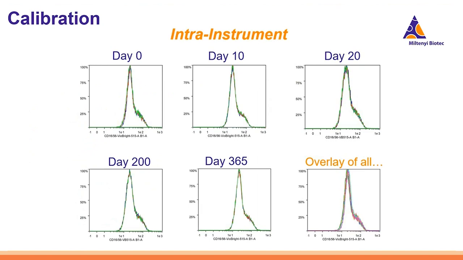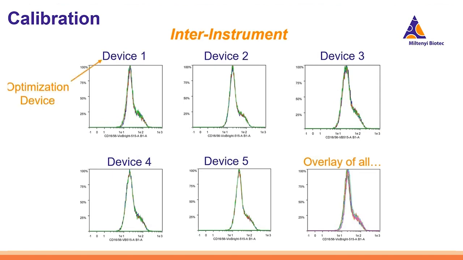What would this look like from a data standpoint? You can see that within a single instrument, day 0 to day 10 to day 20, a year later, overlaying all the data, since we're making sure those channels or PMTs are calibrated to the same reference MFI every day, we would have the same MFI for our actual test data, considering everything else is the same, just making sure equivalent performance within your device. And then we would also have the ability to optimize everything on one device, transfer those instrument settings from device to device, and running the same sample on different devices could overlay that data, all due to the fact that we are calibrating our devices to the same reference beads.